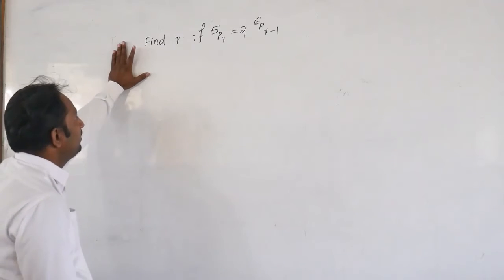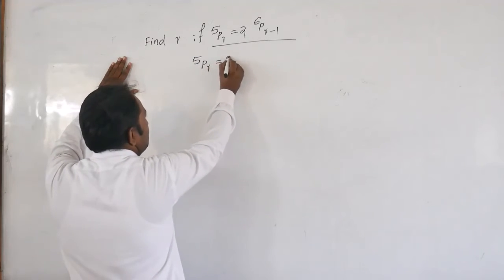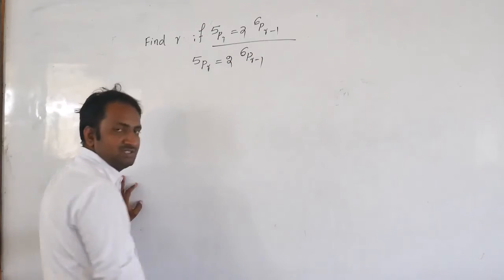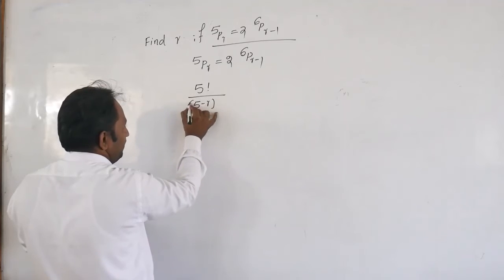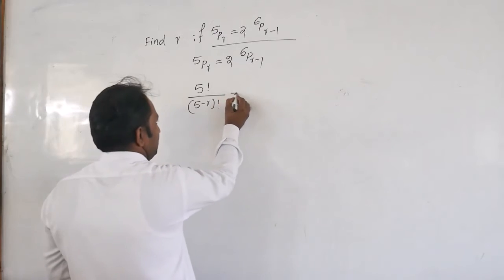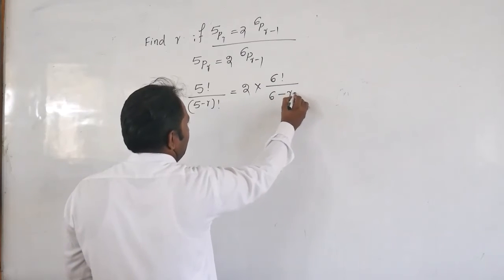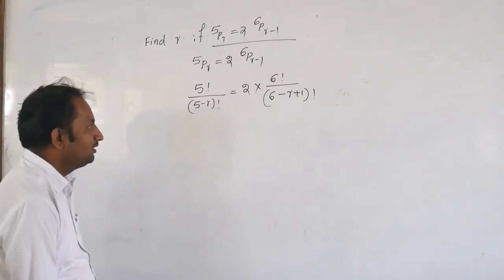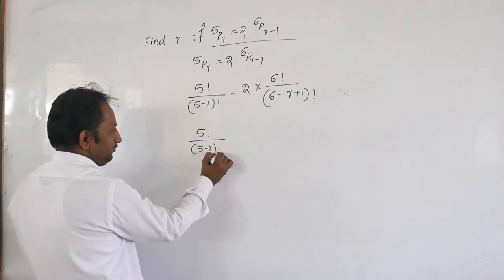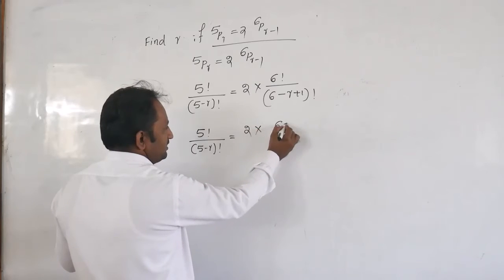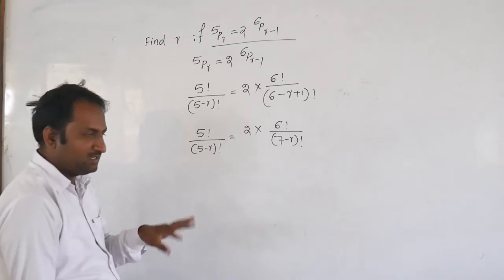Here take another important problem. Find the r value belonging to this problem. Here 5Pr is equal to 2 into 6P(r minus 1). This can be extended as 5 factorial divided by (5 minus r) factorial is equal to 2 into 6 factorial divided by (6 minus r plus 1) factorial, that is, (7 minus r) factorial.